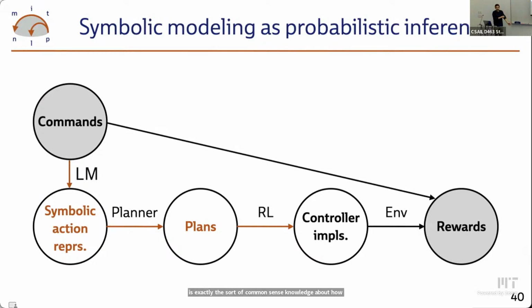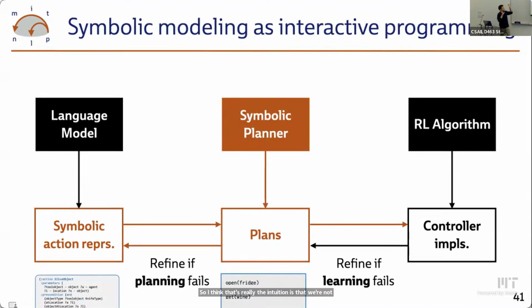So I think that's really the intuition: whatever we come up with here has to be low-level executable, and we're just using the language model as a prior over what implementations are even worth trying in the first place.